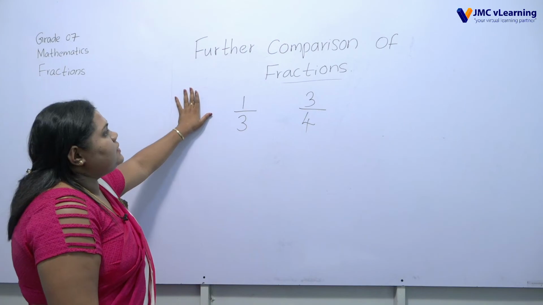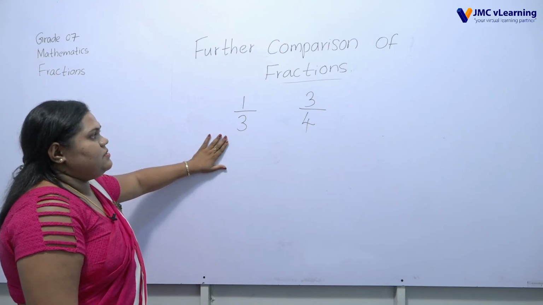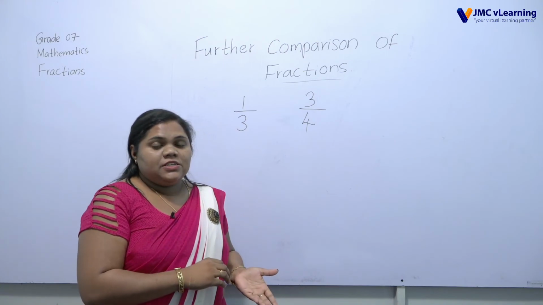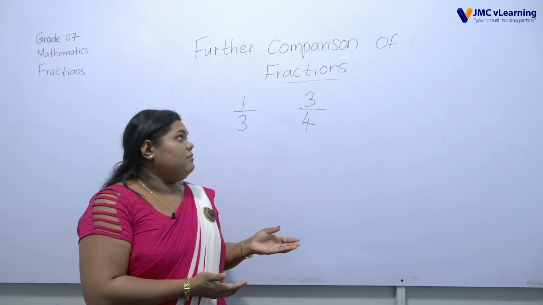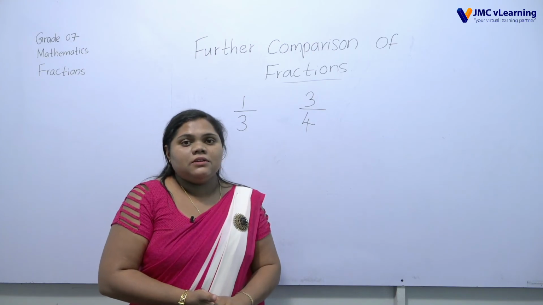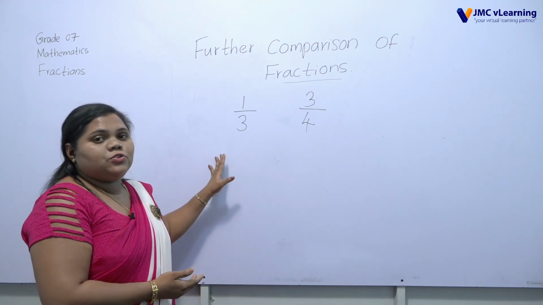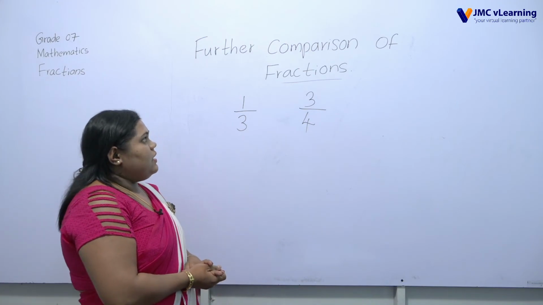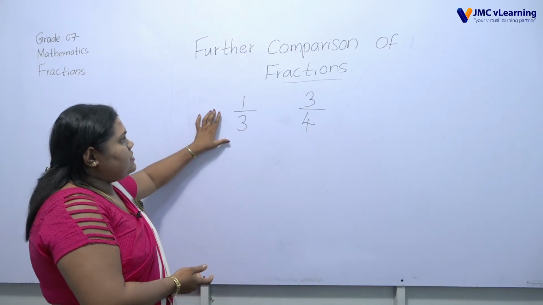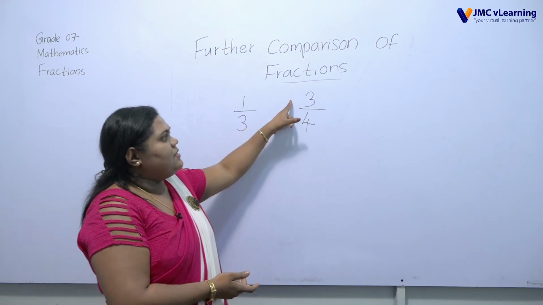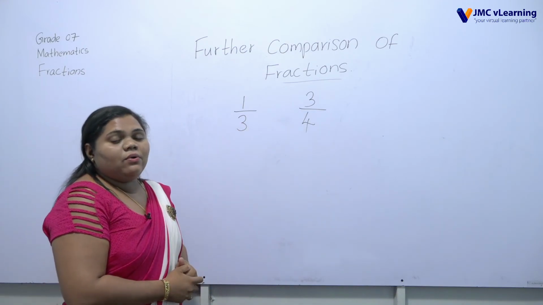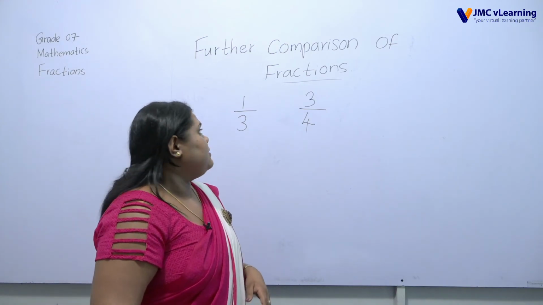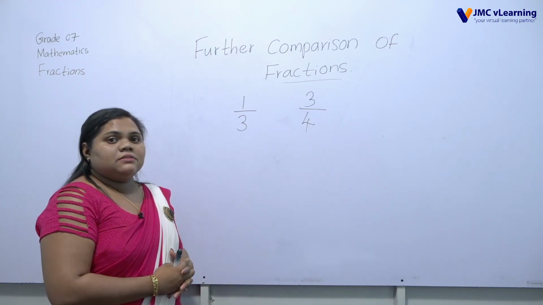Okay, now further comparisons of fractions. Earlier we discussed fractions with same denominators. After that we discussed fractions with same numerators. But now we are going to talk about fractions with different denominators and different numerators. Okay, can you see these two fractions? 1 out of 3 and 3 out of 4. Now we are going to compare these two fractions.